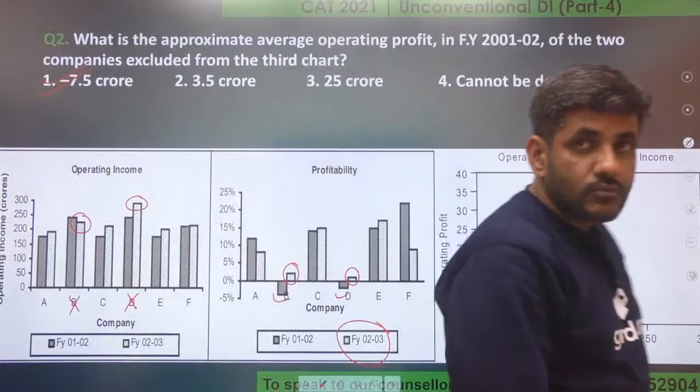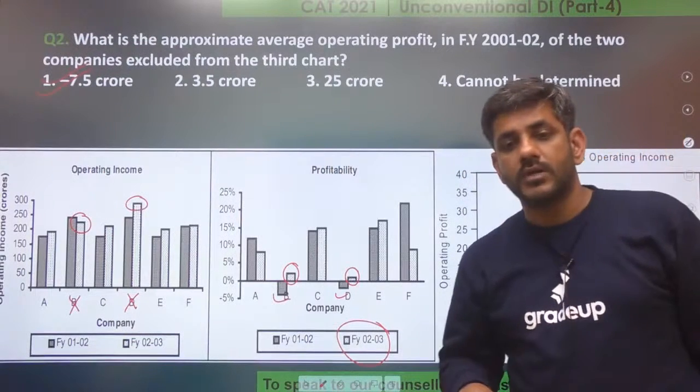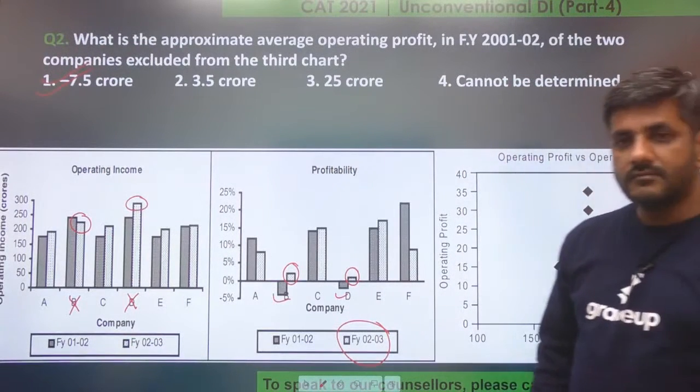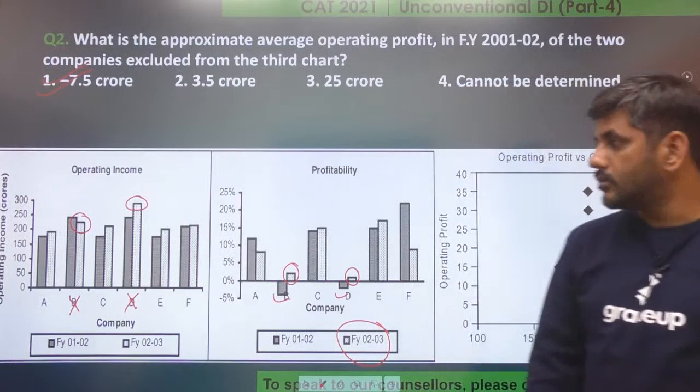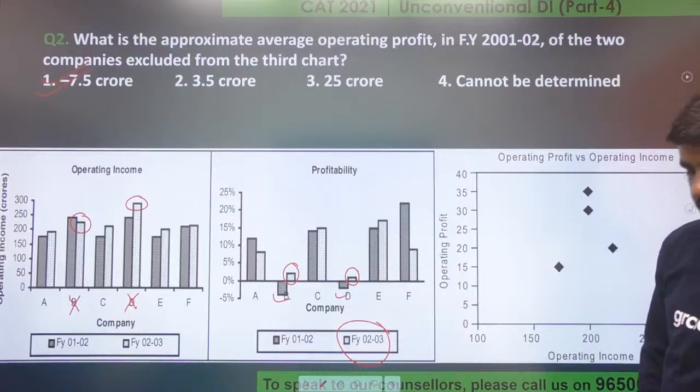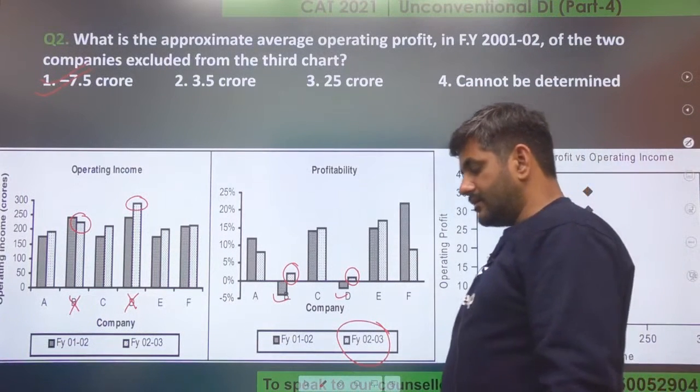Tell me, is this clear to all of you or is anyone having any doubt about it, that why did we choose these two companies? How do we know these two are excluded and all? Is this clear?